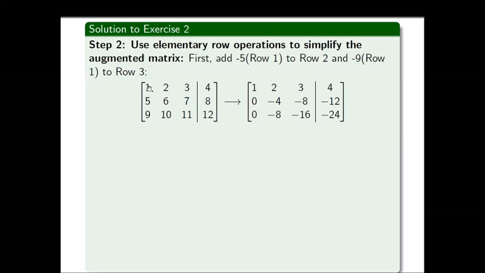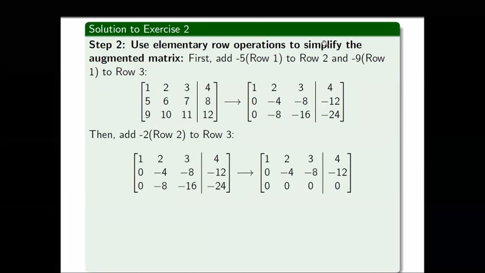So we're multiplying 1, 2, 3, and 4 by -5, and then adding it to 5, 6, 7, and 8 respectively. So we get 5 minus 5, 6 minus 10, 7 minus 15, and 8 minus 20. So we get 0, -4, -8, and -12. And similarly, we multiply 1, 2, 3, and 4 by -9, and we get -9, -18, -27, and -36. And we add it to this last row. So we get 0, -8, -16, and -24.